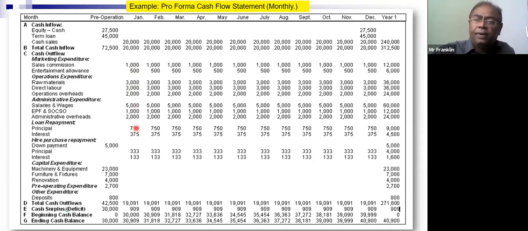Principal, loan payment. Loan for what? Car? Hire purchase? No? Term loan. The money that he borrowed from the bank, he is paying back in installments every month. Interest, see, they put it different. Can you see or not? Principal and interest are different.